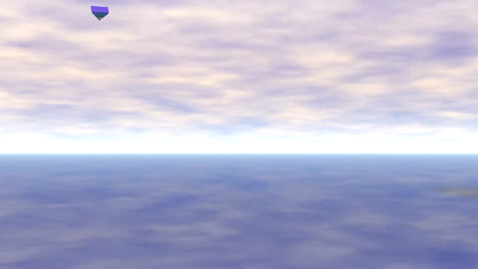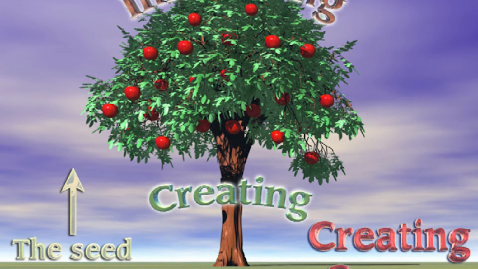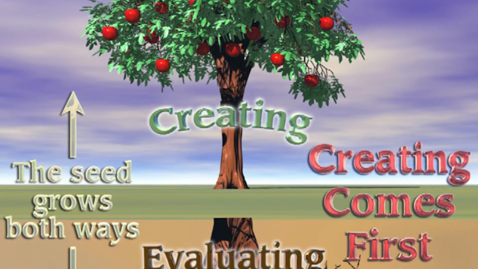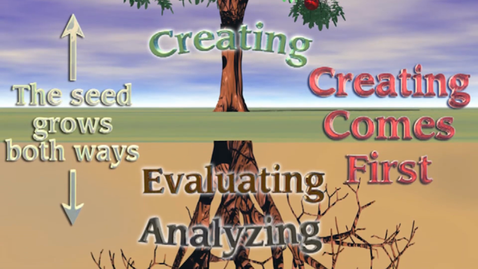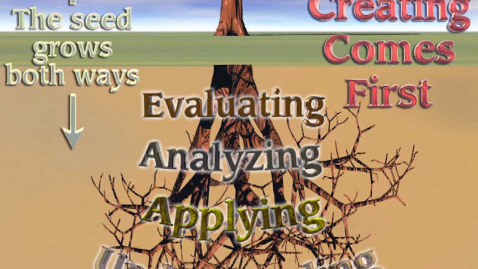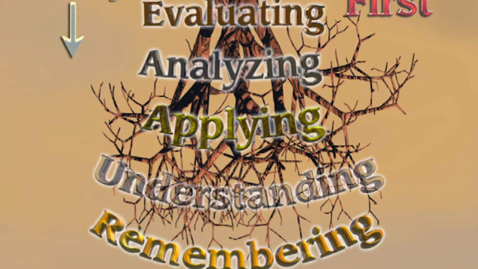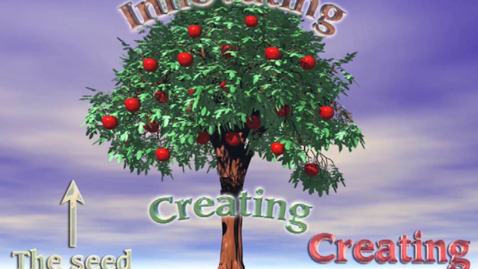Perhaps a better model is an analogy of an apple tree. We start by planting the seed of creativity, by asking our students to create a meaningful product or process that will be used to teach other students. The seed grows downward to form the roots of remembering and understanding the facts they will need, applying them to the creative project, and analyzing and evaluating their appropriateness. The seed also grows upward to the fruit of innovation.